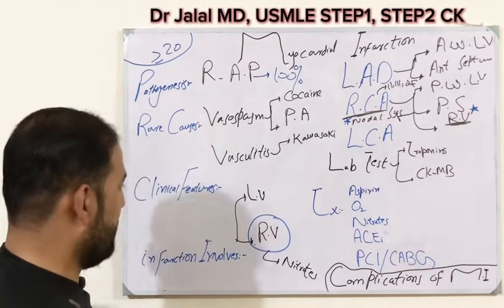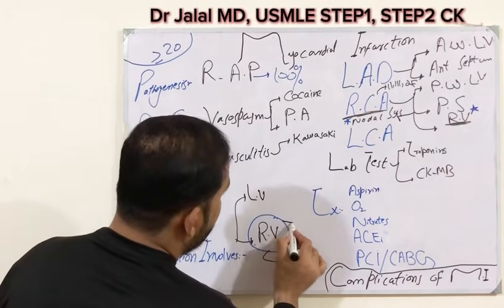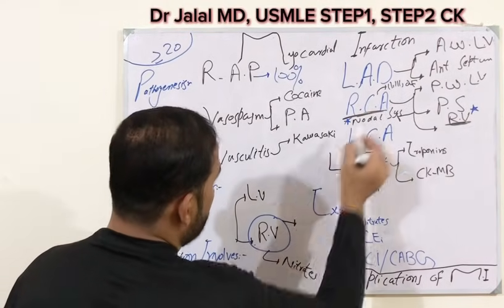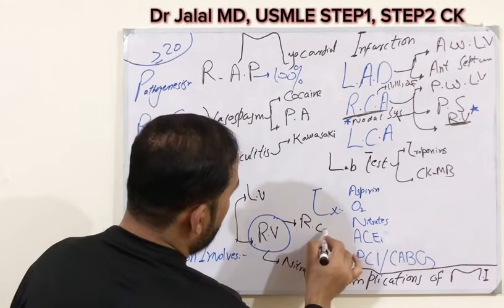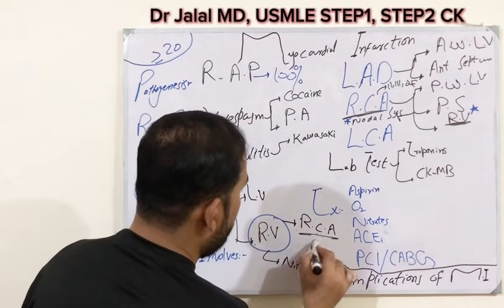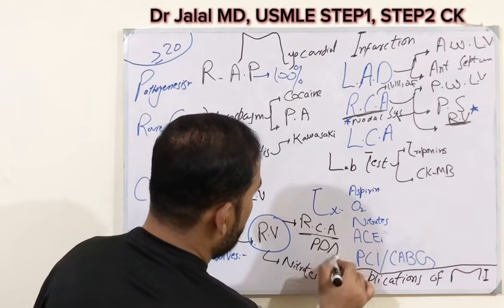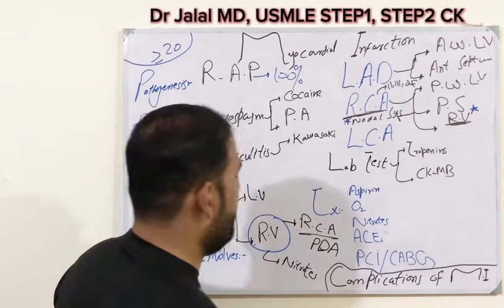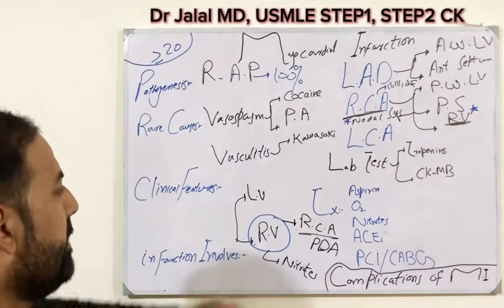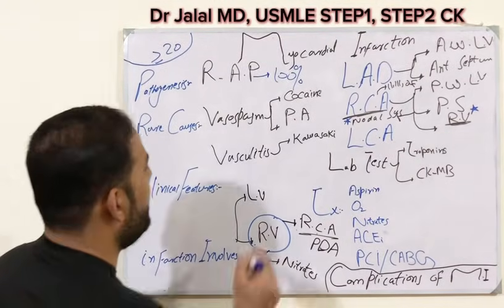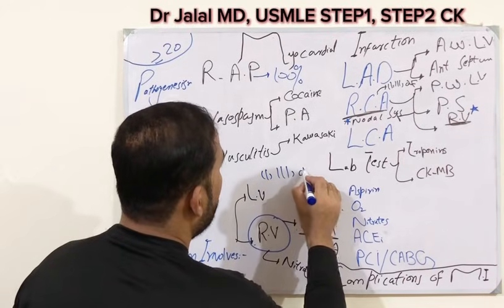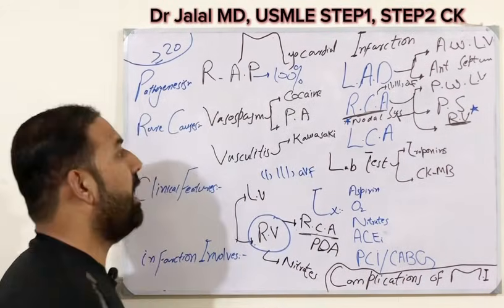And you people have just learned that right ventricular infarction is seen due to the right coronary artery. More specifically, it will be the PDA, posterior descending artery, which itself is a branch of the right coronary artery, right? So if you people see ischemic changes in lead 2, lead 3 and AVF, this is an alarming situation.